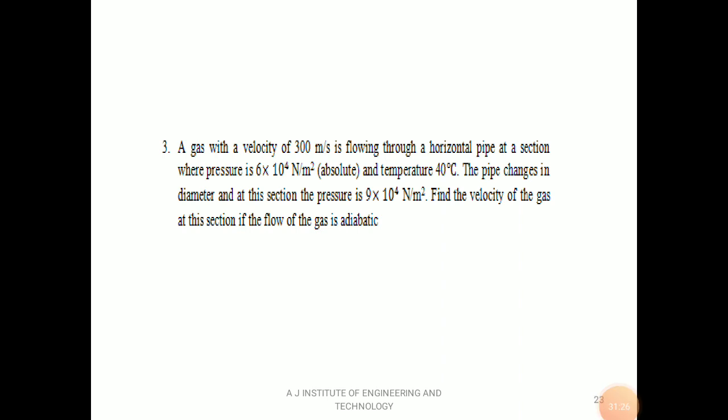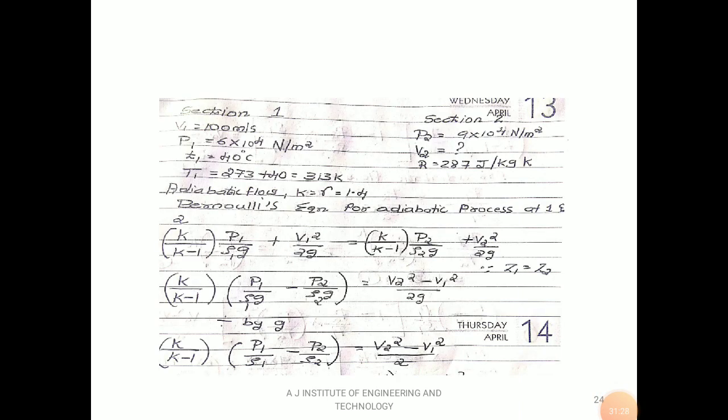Okay, let us just write down the data. At section 1 and section 2 you can write side by side in order to compare. That will be very easy. So V1 is given as 100 meter per second. P1 is equal to 6 into 10 to the power 4 Newton per meter square. T1 equal to 40 degrees centigrade. Just convert from degree centigrade to Kelvin. So T1 equal to 273 plus 40 equal to 313 Kelvin.